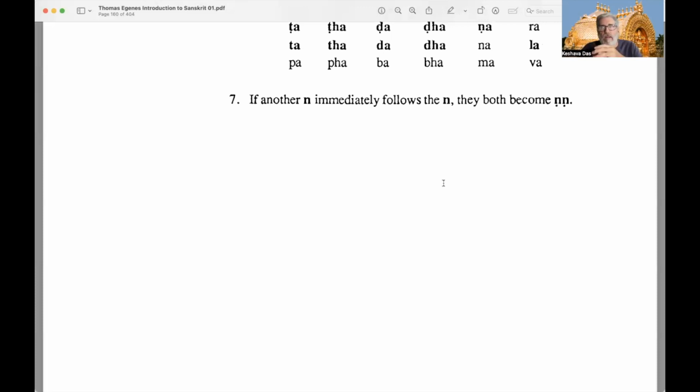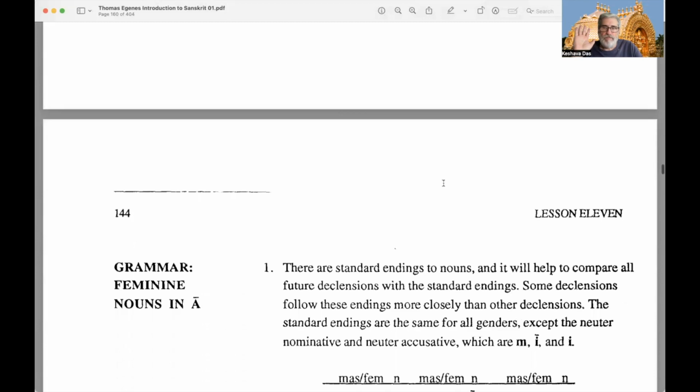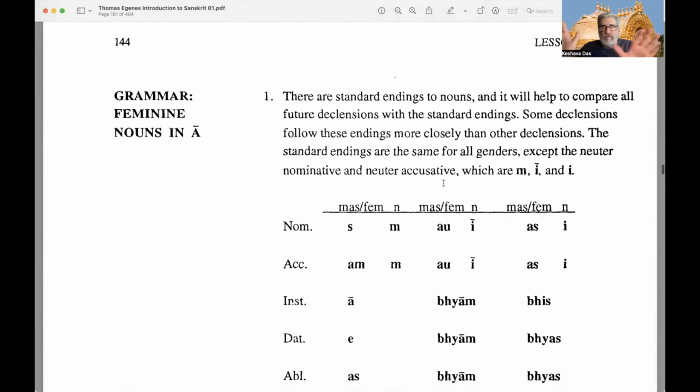Okay, so if another N immediately follows the N, we've learned a Sandhi where the N's double up. So if we see a Sandhi where there's a double dental N, 2 regular N's sitting there, then if an N immediately follows N, they both get cerebralized. They both get made retroflex, is the way he says it. And so the 2 dental N's turn into 2 cerebral N's. Makes sense. Okay. Now, that's enough for Sandhi.